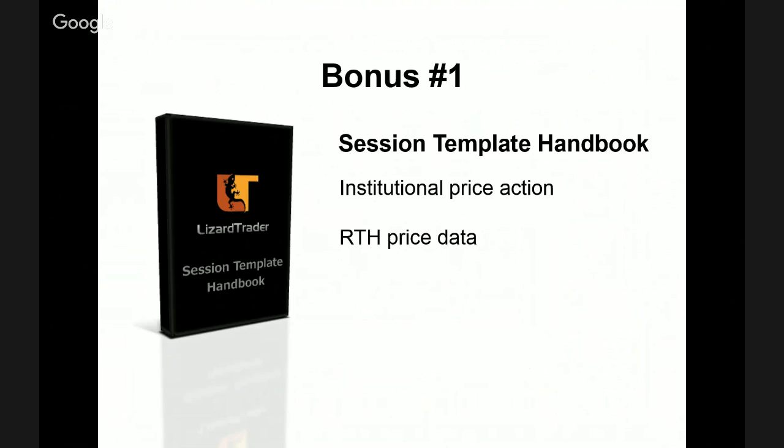Although there is no pit trading anymore, the tradition lives on, and institutional traders will use the high, the low, and the close levels of yesterday's cash hours to enter and exit trades for the current session. So it's really important that you get the correct price data for your charts.